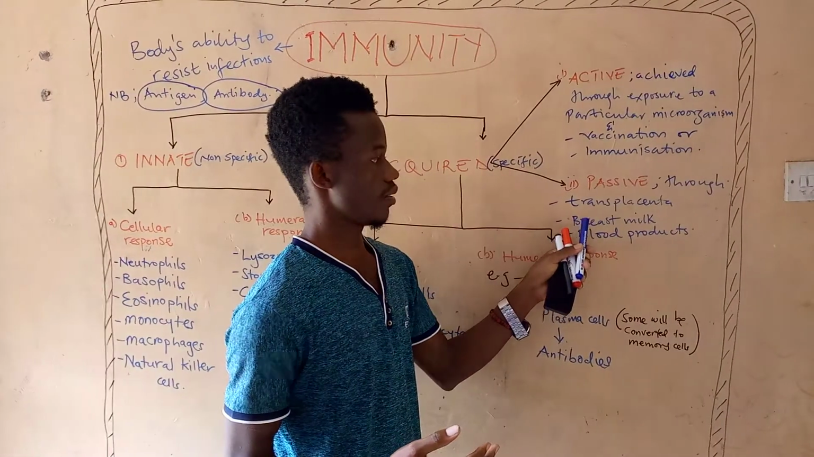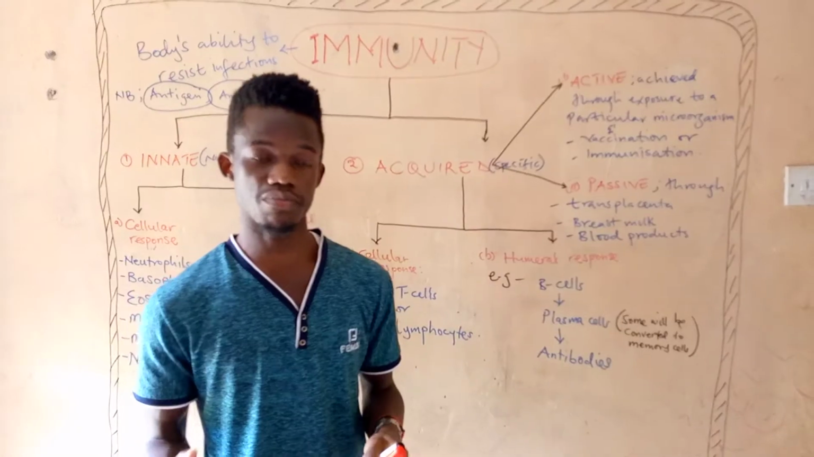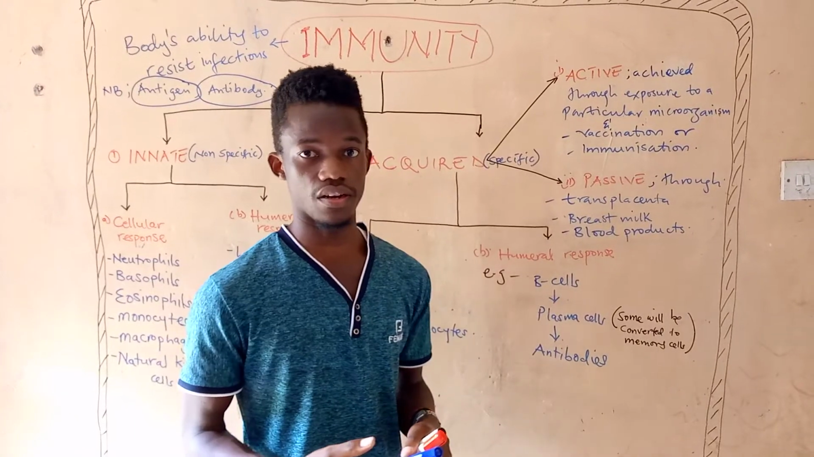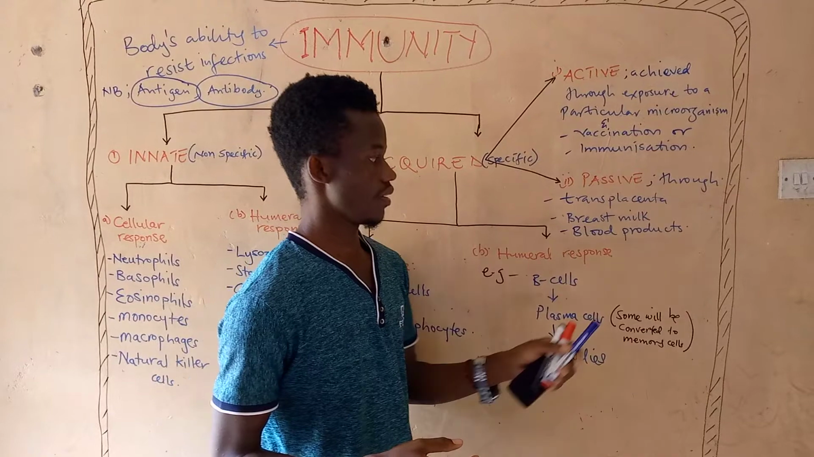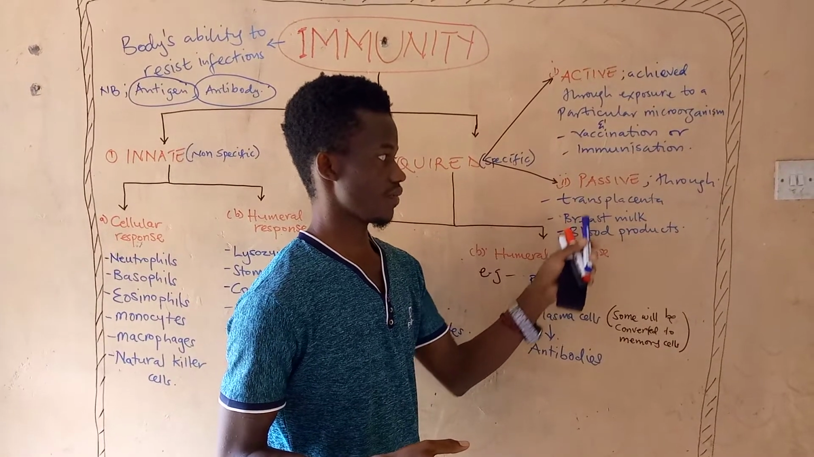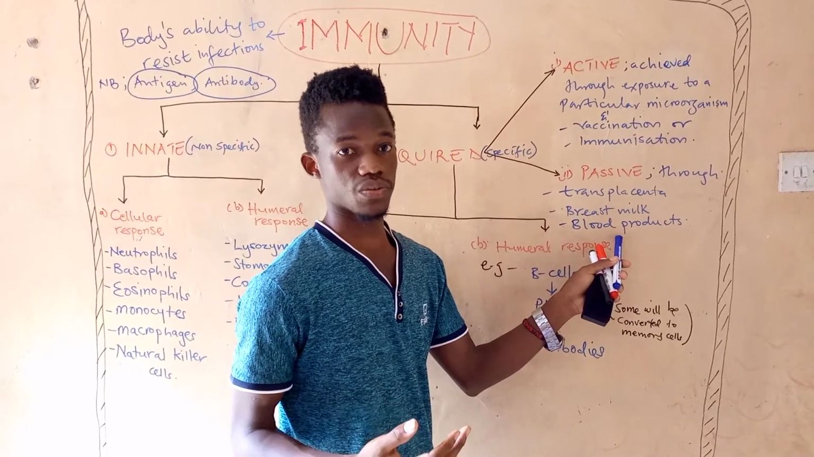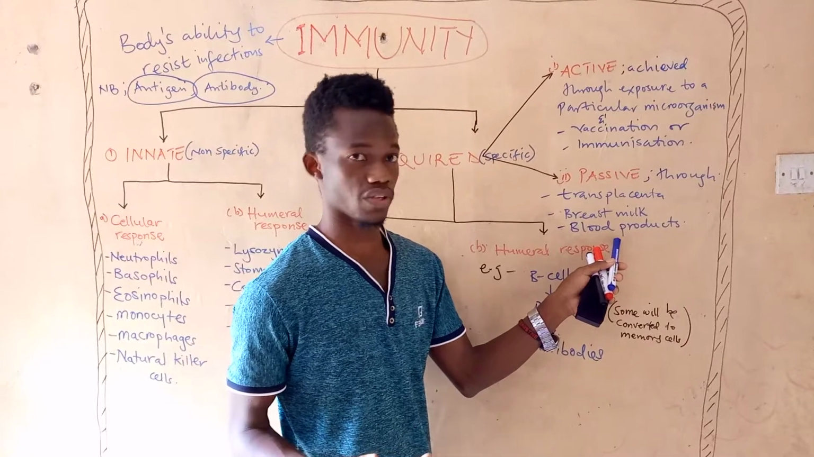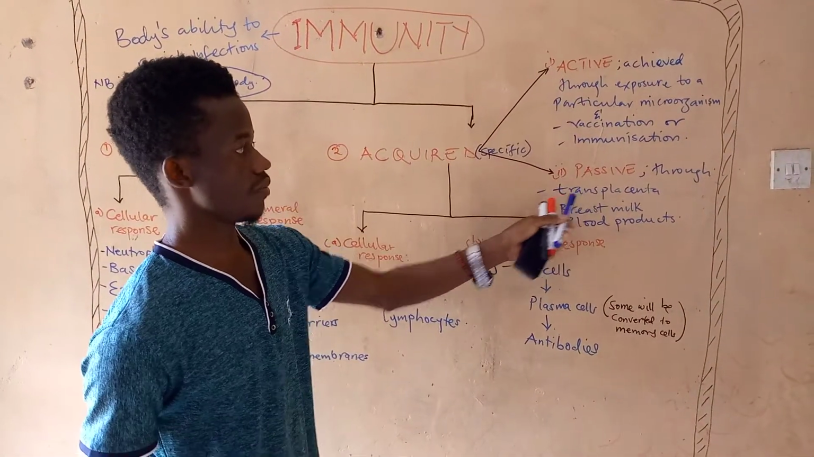And then breast milk, this is after birth, that babies take from their mothers. It contains antibodies which can protect them against infection. Then also you can achieve passive immunity through what we call blood products. Certain blood products contain what we call immune globulins, and these help to defend the body against infection. So that's active and then passive.